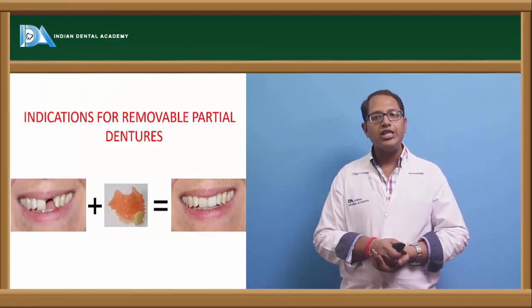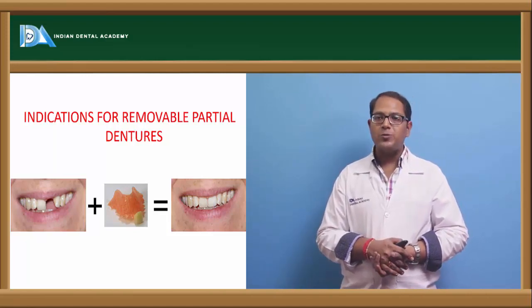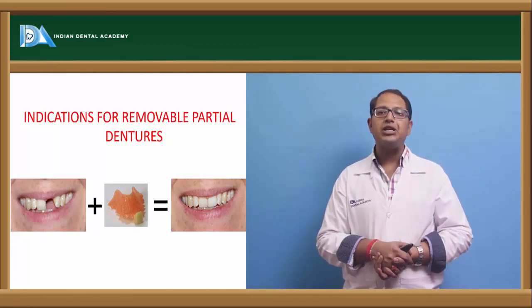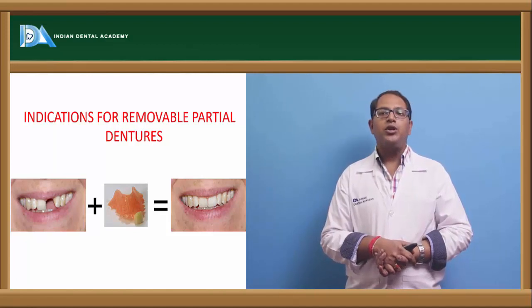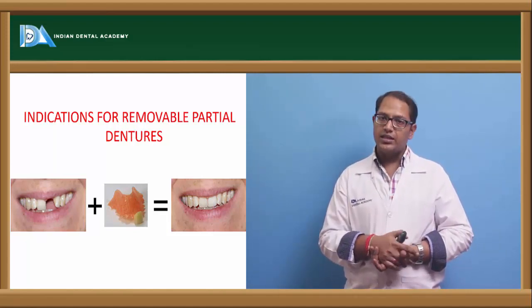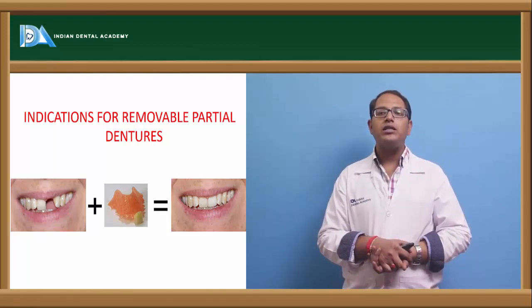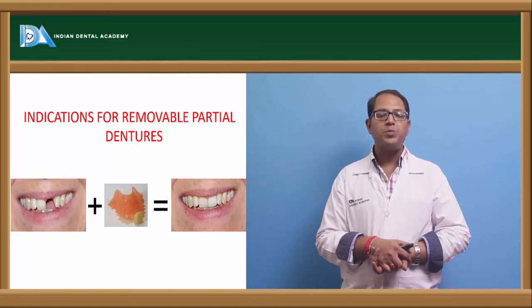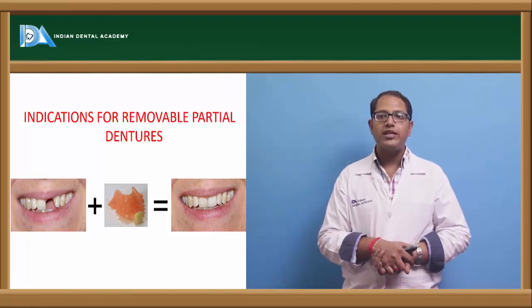Now what are the indications for removable partial dentures? The length of the edentulous span that contraindicates the use of a fixed partial denture, a longer edentulous span. No abutment tooth position posterior to the edentulous space, that will again go for removable partial denture. Reduced periodontal support of the remaining teeth which is present, we cannot give fixed partial denture. There we have to go for removable partial denture.